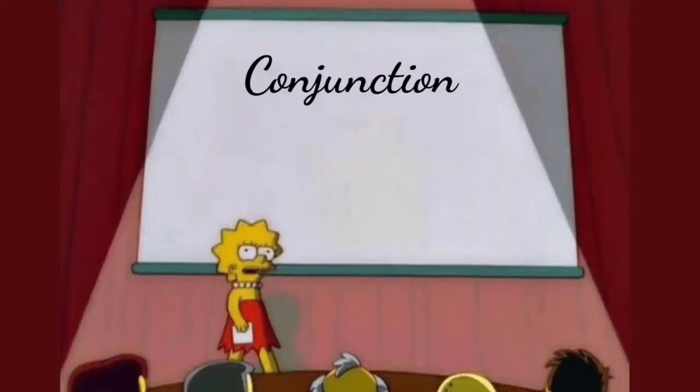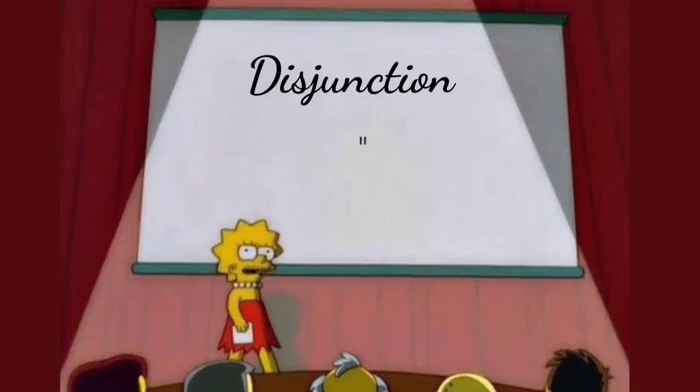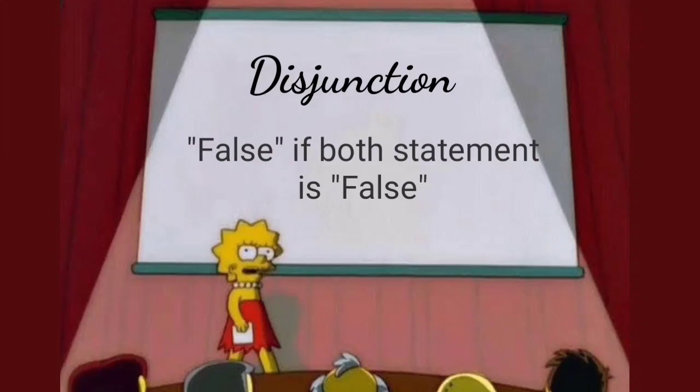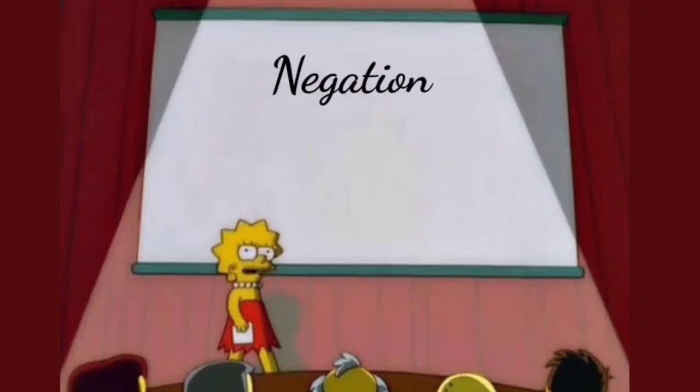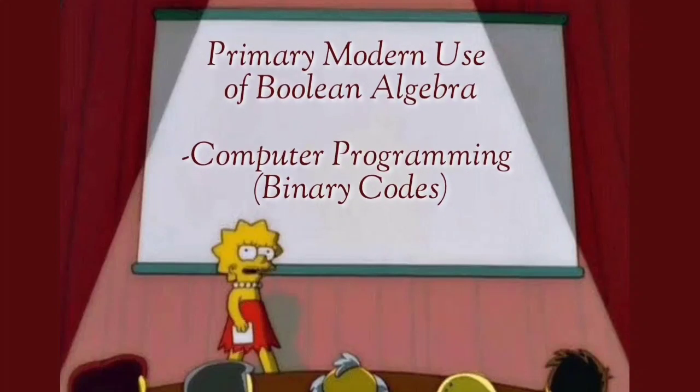Conjunction is true only if both statements are true. And disjunction is false only if both statements are false. And negation: if the statement is false, then the negation is true, or if the statement is true, then the negation is false. Next, the primary modern use of Boolean algebra is in computer programming, like the binary code.